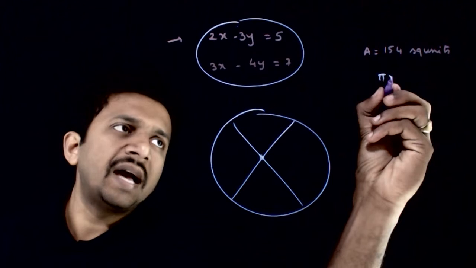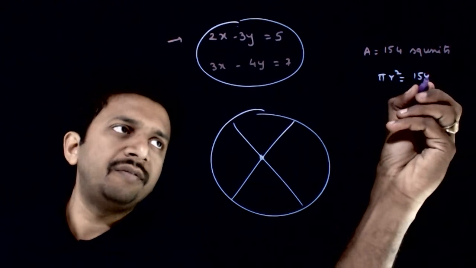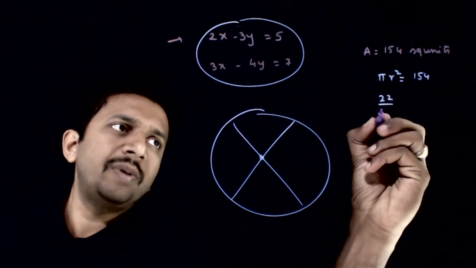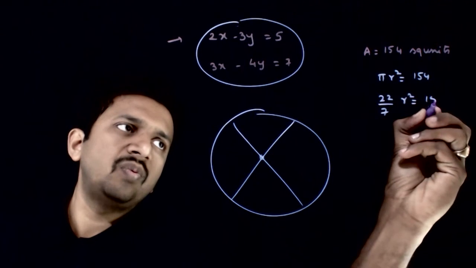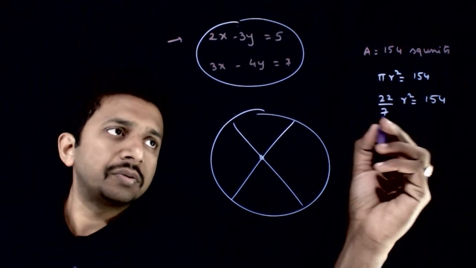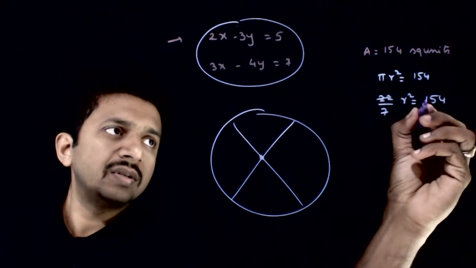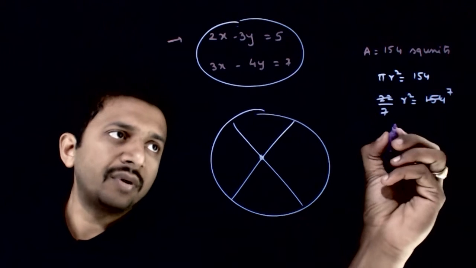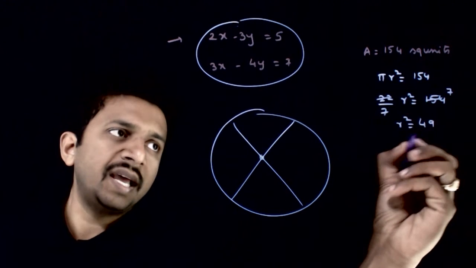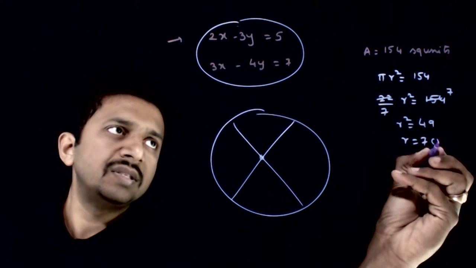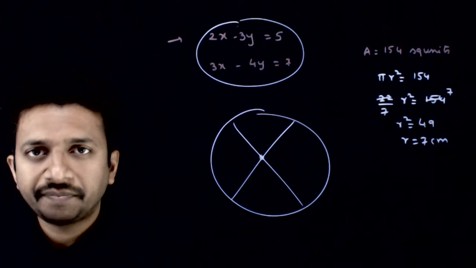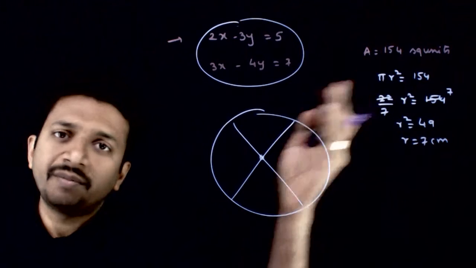So pi r square is equal to 154. That means 22 by 7 r square is equal to 154. So 22 7s are 154. R square is equal to 49. R should be equal to 7 centimeters or 7 units. So the radius has been obtained from this information.